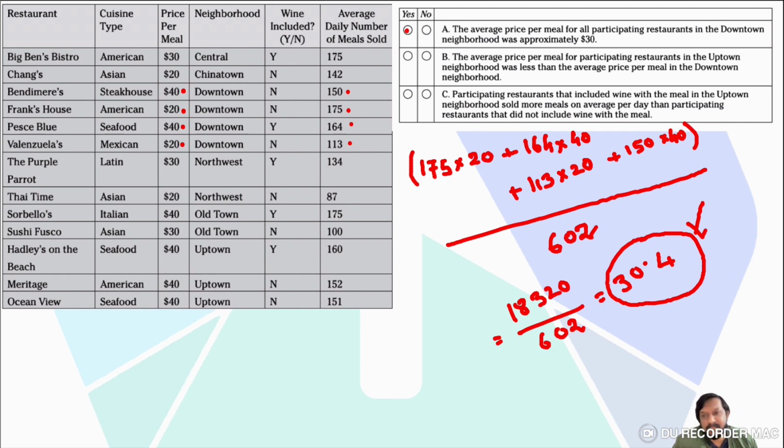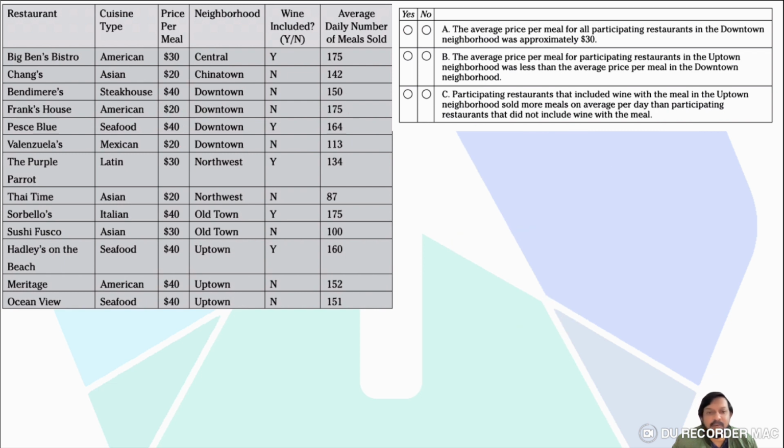30.4 is my answer. Now let's look at the second part of the question. The second part says the average price per meal for the participating restaurants in the uptown neighborhood was less than the average price per meal in the downtown neighborhood. Now, it is still a question involving the neighborhoods. Therefore, we don't need to change the sorting.